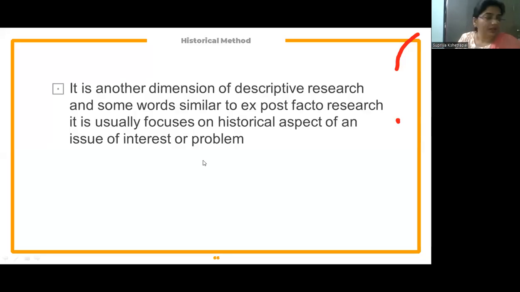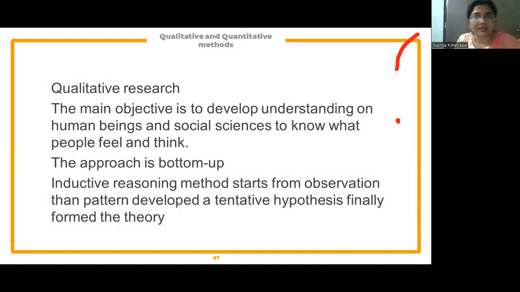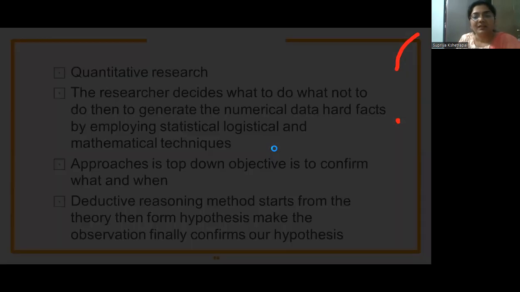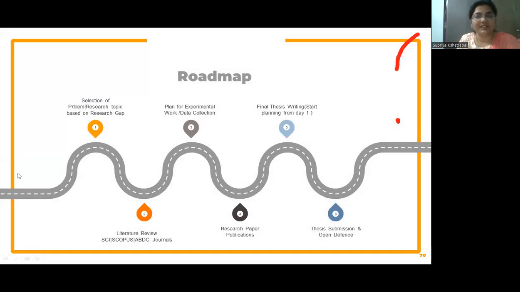We have already explained the types of descriptive method and all, and we are running very short of time. I think it is 7:50, right? So any one of you have any questions? These are the steps of this roadmap.